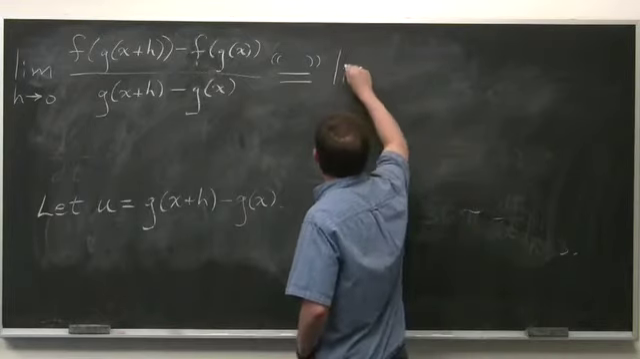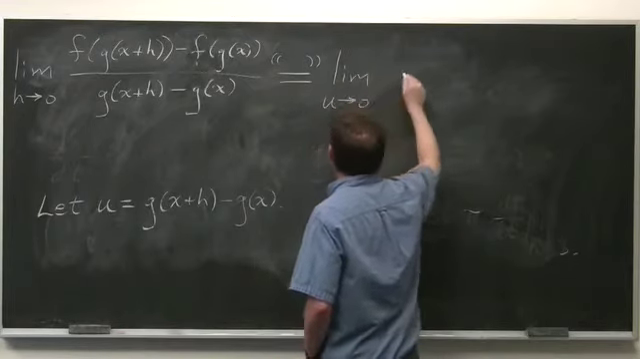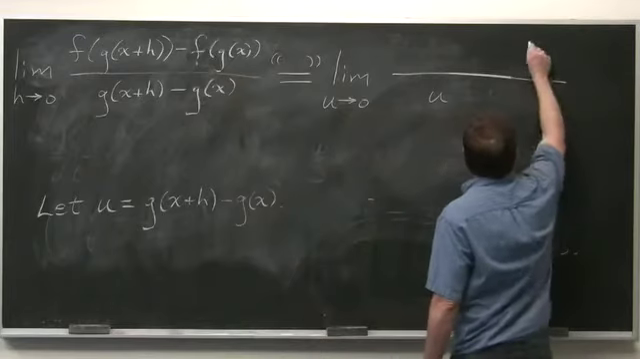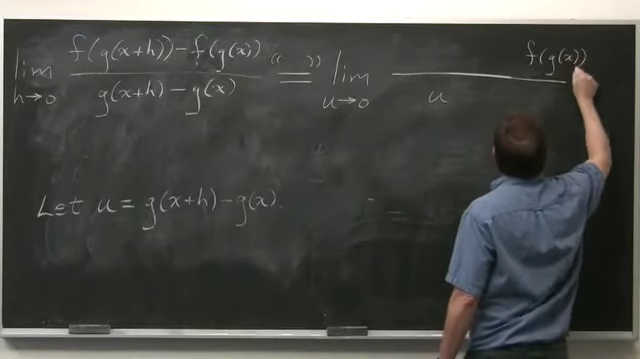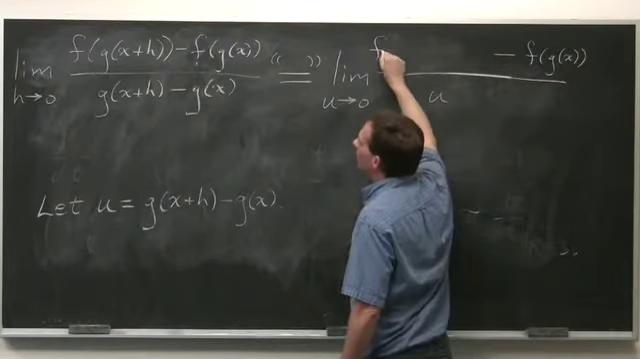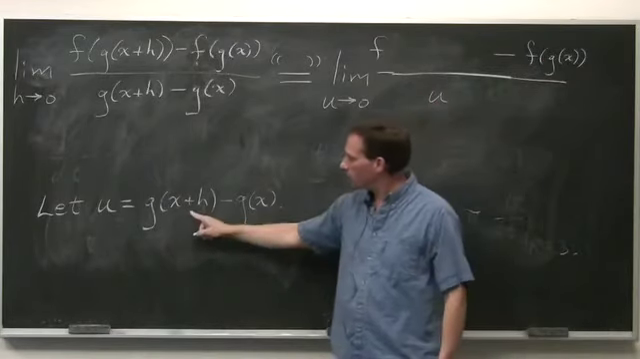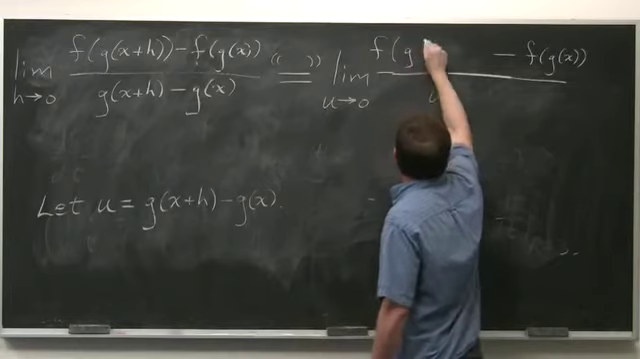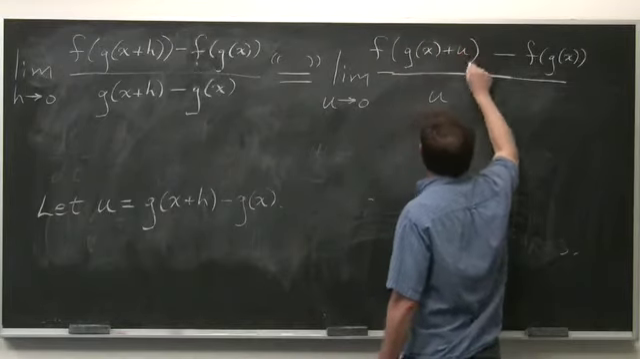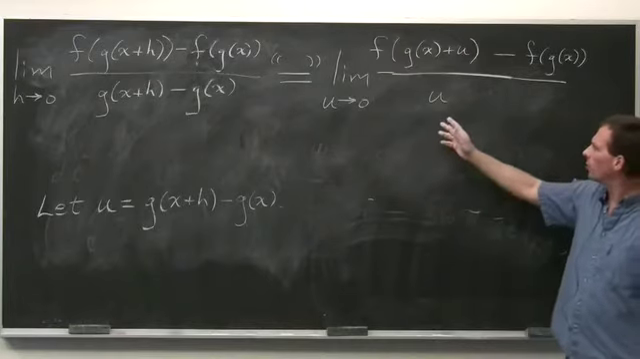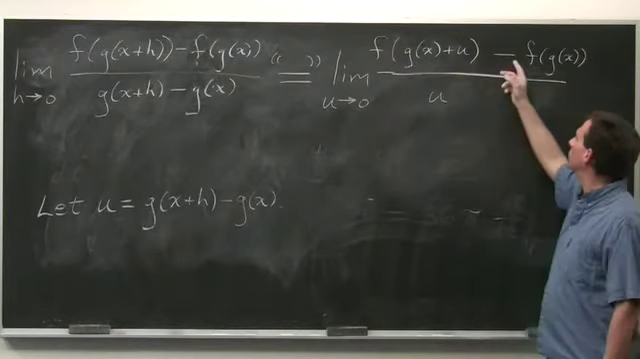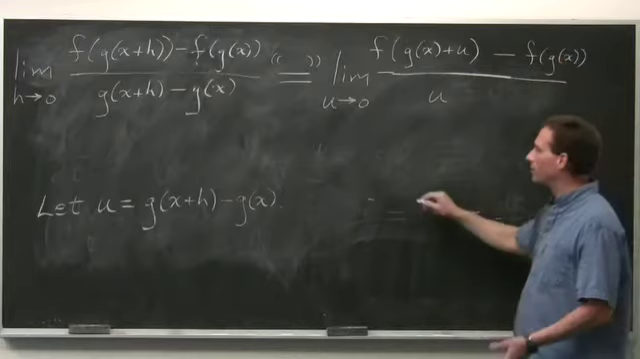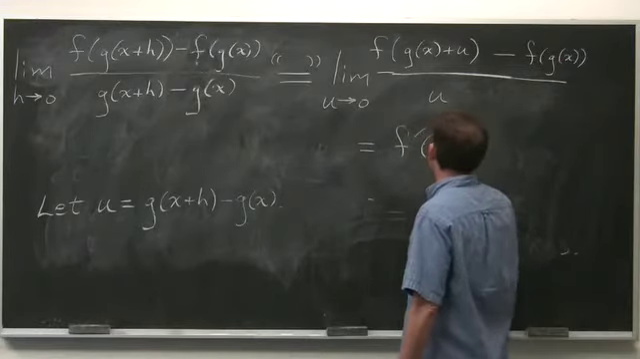So it's tempting to write that this is the same as the limit as u approaches 0 of, well, this denominator is now u, and if you look at this, this is f of g of x, but then how do you rewrite g of x plus h? Well, g of x plus h would be u plus g of x, or g of x plus u. So you get g of x plus u. Oh, but this, the limit as u approaches 0 of f of g of x plus u minus f of g of x divided by u, that is the derivative of f at g of x. So this is f prime of g of x.